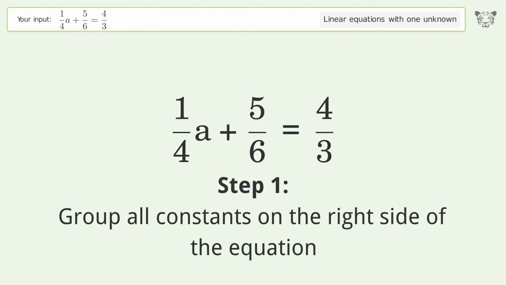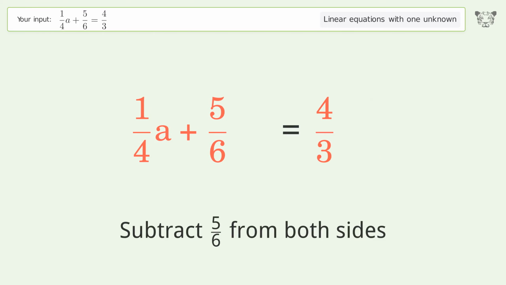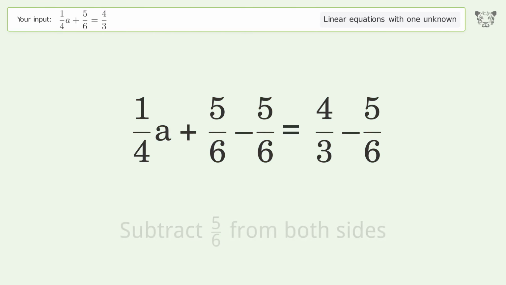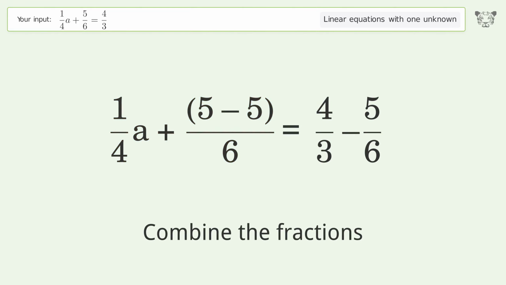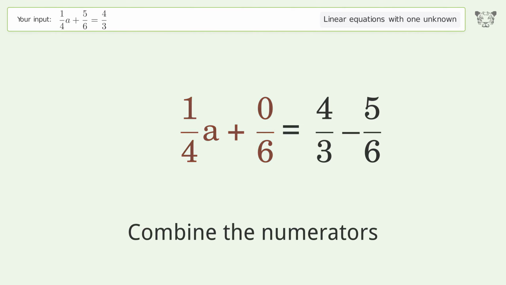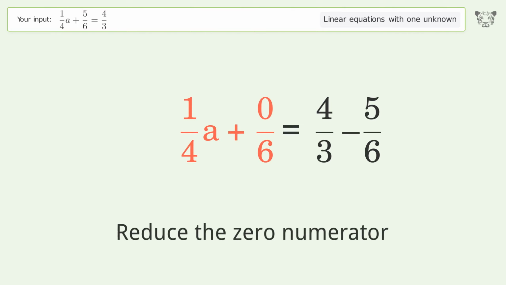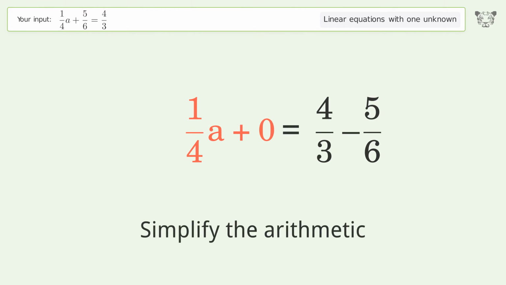Group all constants on the right side of the equation. Subtract 5/6 from both sides. Combine the fractions. Combine the numerators. Reduce the zero numerator. Simplify the arithmetic.